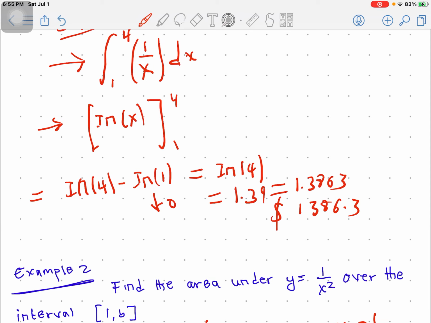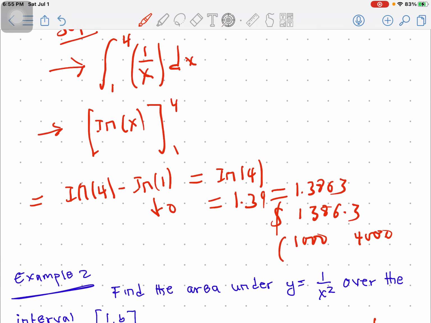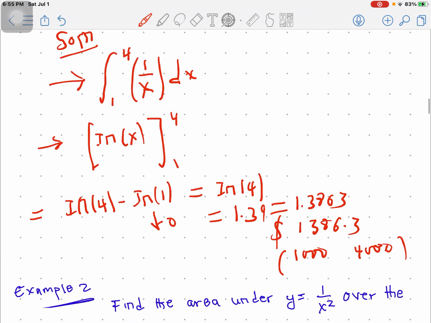So we can say that, considering the unit which is in dollars, the area represents a total profit of 1,386.3 when the miles traveled increases from 1,000 miles to 4,000 miles, because the upper limit was 4. So that's the simple interpretation of the answer that we got from there.